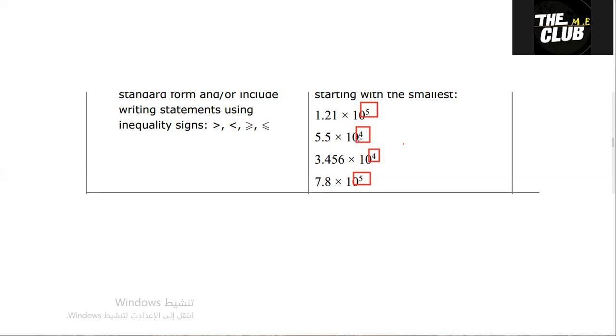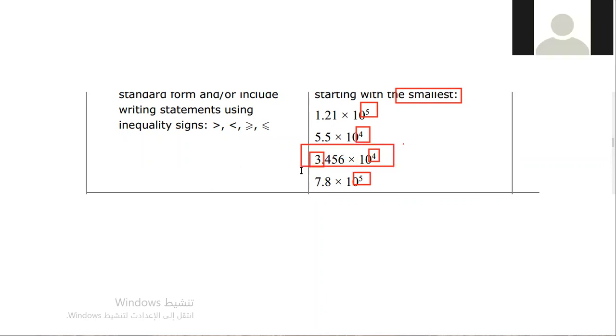And then compare. I have 4 powers that are the same. I look for the smallest. I look at the numbers. The 3 is smaller than 5, so this one is the first one. Okay. 3, then 2, then 1, then 4.